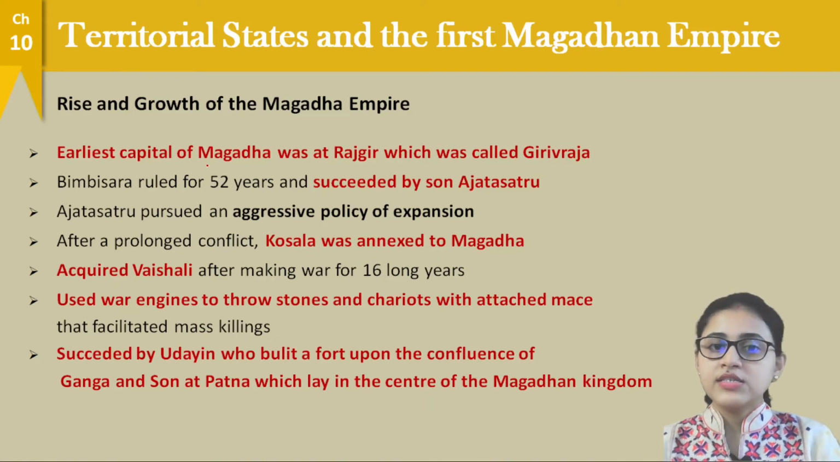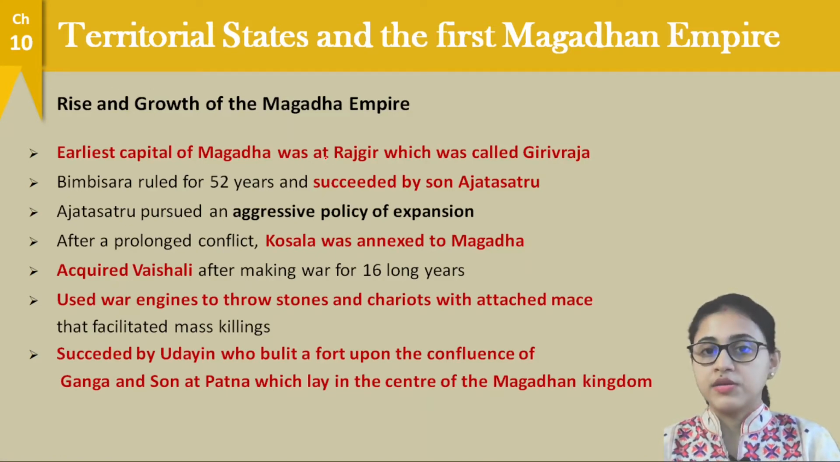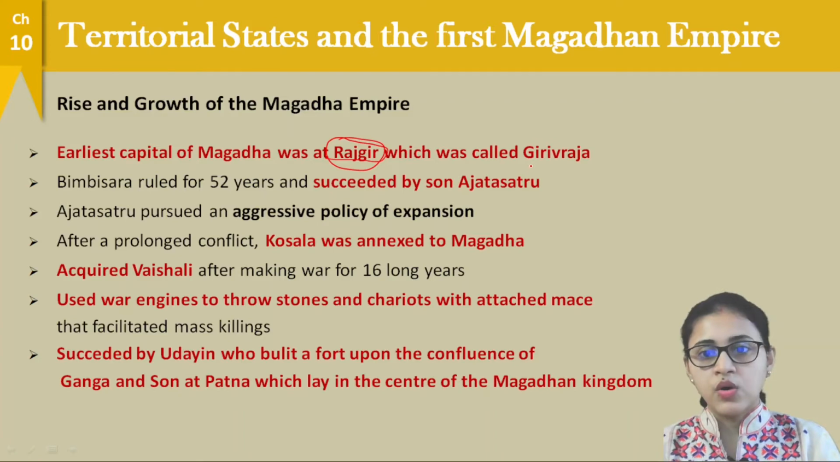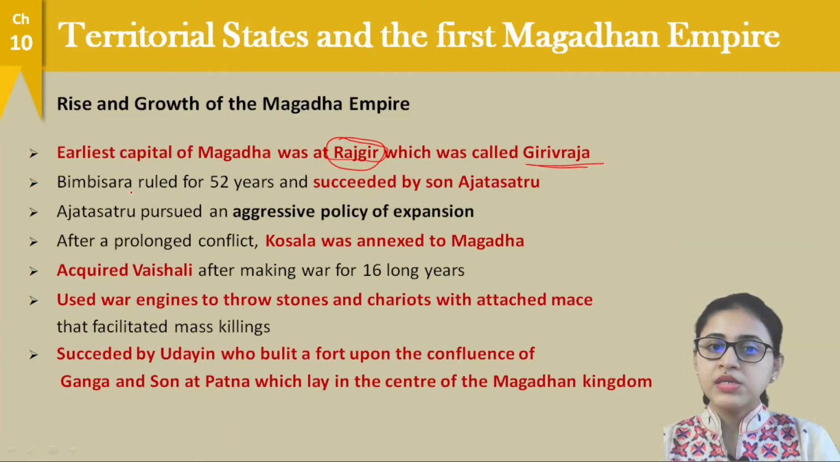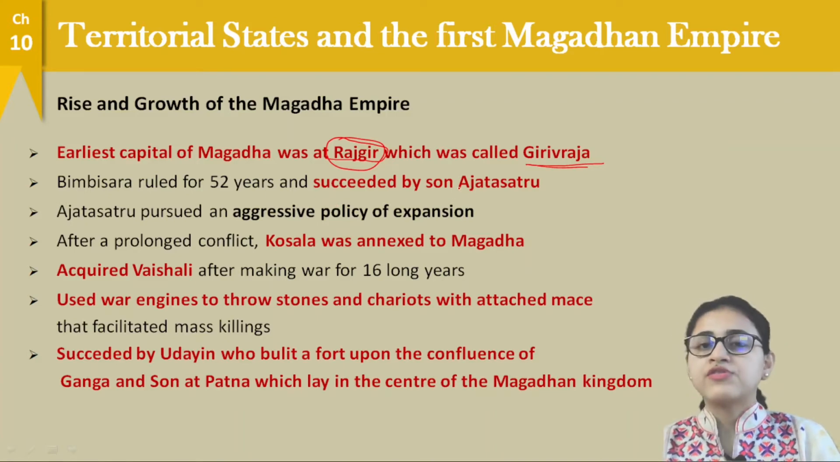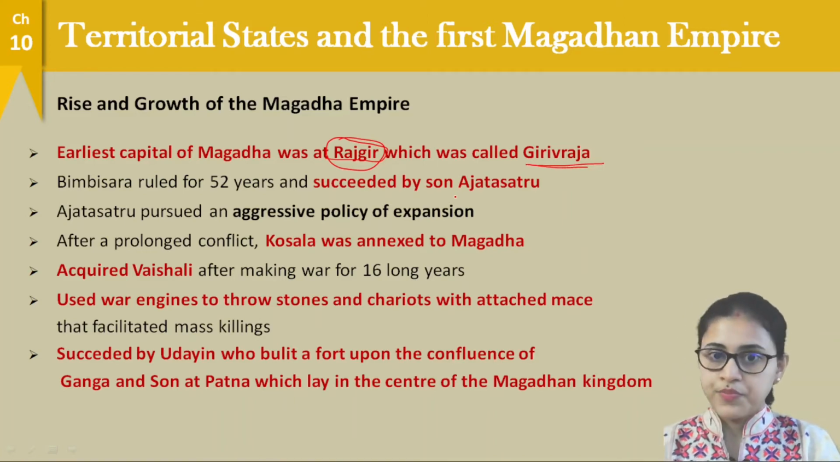Now, the earliest capital of Magadha was at Rajgir. You should also remember this. The earliest capital of Magadha was at Rajgir, which is also called Girivraja. Now, Bimbisara ruled for a long 52 years and was later succeeded by his son Ajatasattu, right? And traditions even say that Ajatasattu actually killed his father to take over his throne.